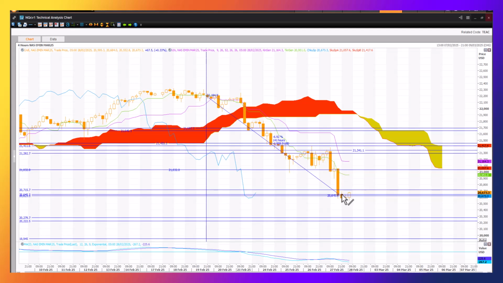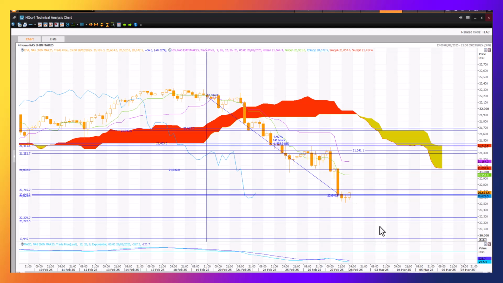Now important to note, we are quite far away from the bottom end of the cloud now. Just as the index became extended from the top end of the cloud, it's becoming extended from the bottom end of the cloud. So we are close to somewhat of a rebound relief rally, and it can happen at this 20,649 zone, or if we get further weakness, 20,279 and 19,945.